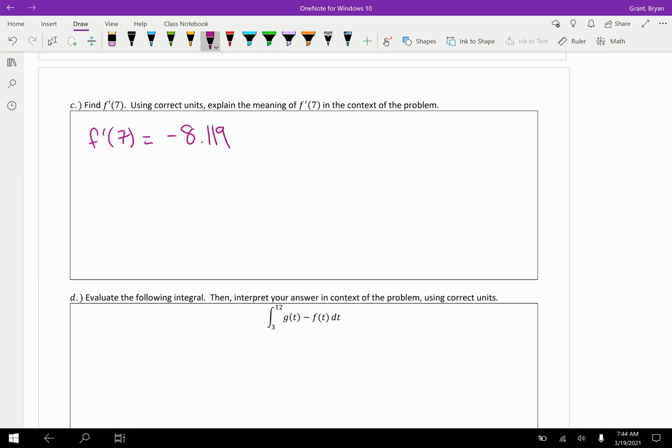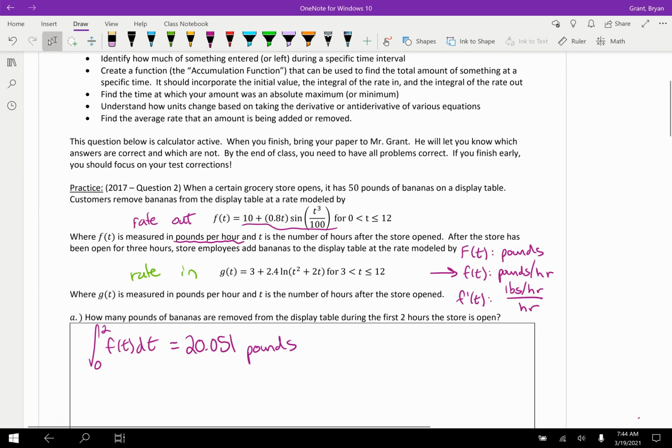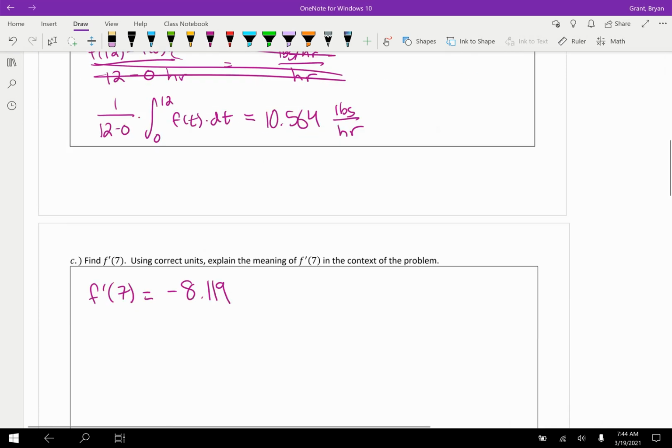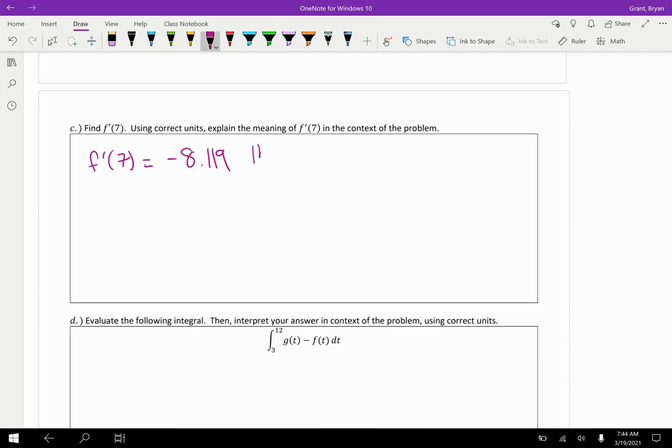What about those units? Well, we talked about units earlier, right? This is why I write it out. That way it's really easy to tack those units on at the end. It's pounds per hour per hour. Usually problems like this are worth 2 points, 1 point for the answer and 1 point for the interpretation with the units. So unfortunately, just putting the units here won't give you both points because we need to explain the meaning and context of the problem.